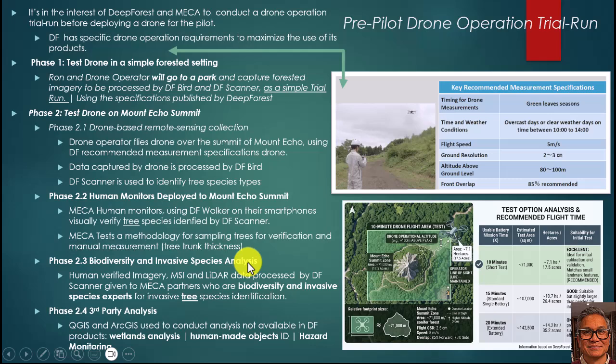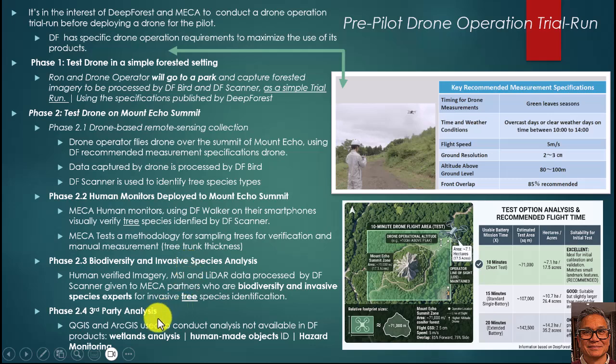In phase 2.3, biodiversity and invasive species analysis takes place. This is where the human-verified imagery, such as the MSI and LiDAR data processed by DF Scanner, is given to MECA partners who are biodiversity and invasive species experts for invasive tree species identification. So essentially, part of this process, which uses MECA drone data, involves partnering with experts in biodiversity and invasive species management.